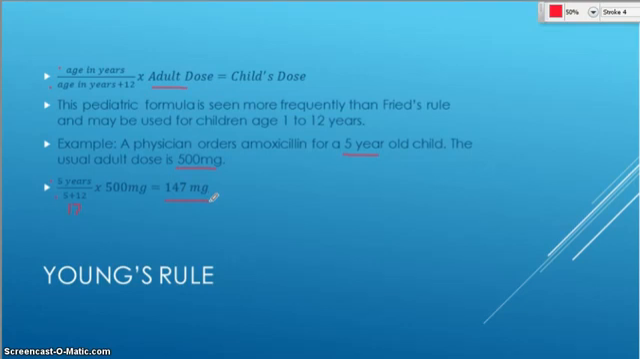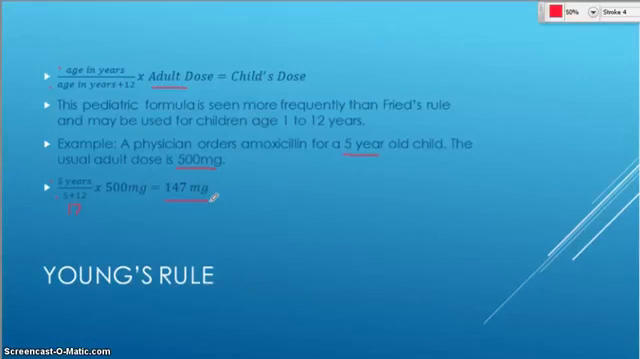Now those are the 3 pediatric rules. Unless the doctor specifies use this particular rule, you're not going to use a pediatric formula. You're going to use whatever it says on the actual medication or whatever the doctor says based on the child's weight.